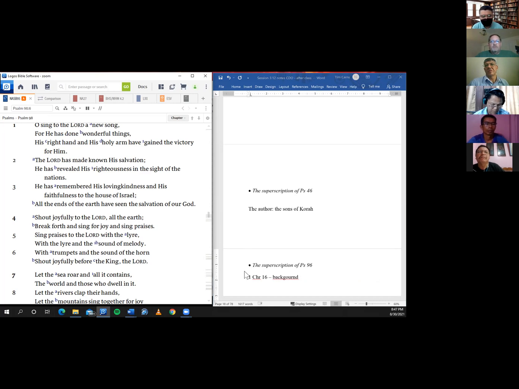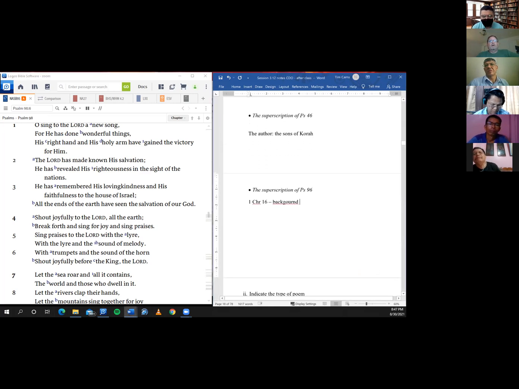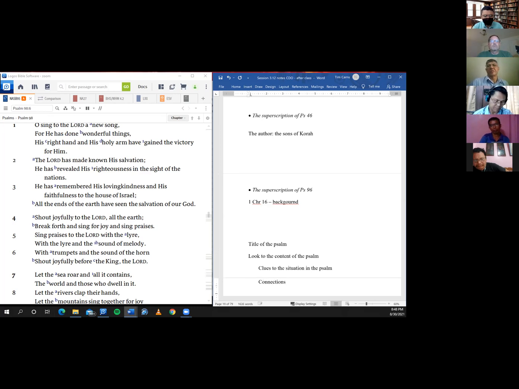So all this to say is when you're looking for background context, pay attention to the title of the psalm. You might get some information there. Look to the content of the psalm. You may find clues to the situation in the psalm, or you may find connections of the psalm with other passages.